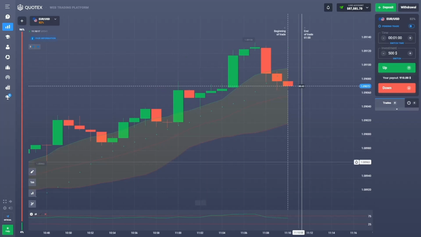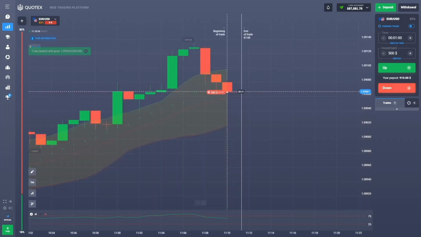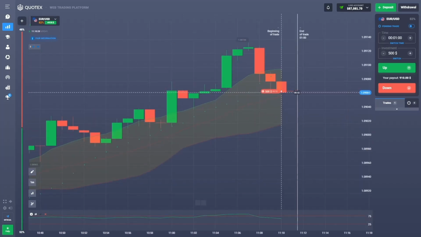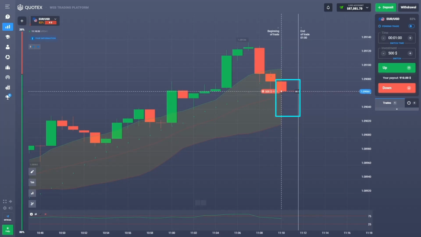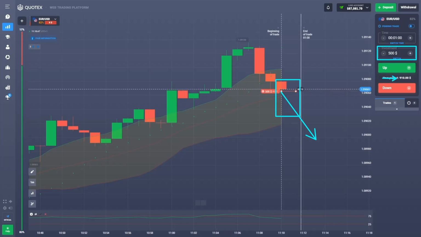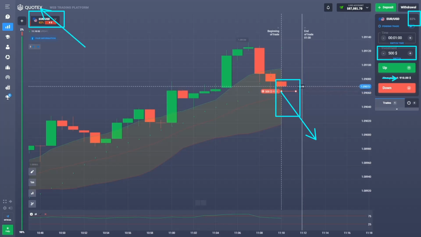Great. So this is a short position, right? This means that I'm having a red candle, but if my prediction is right, I'm taking with me $910, right? I'm investing $500. That's 82%. I'm trading Euro USD on QUOTEX, and this is my account.